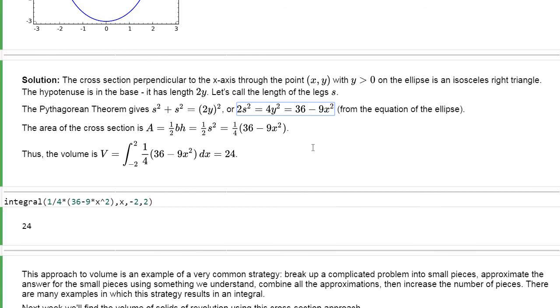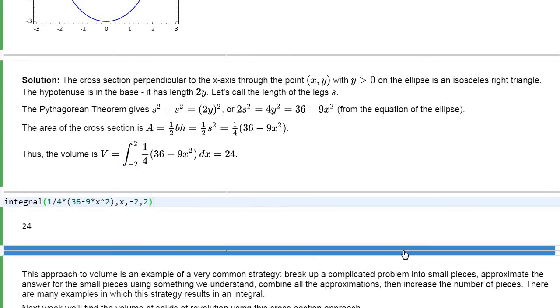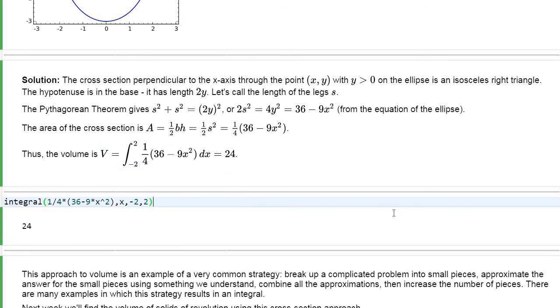What I want is 1/2 s squared. So how do I get from 2s squared to 1/2 s squared? I have to multiply by 1/4. If I multiply this equation by 1/4, I get 2/4, which is 1/2 s squared, and over here I get 1/4 times this quantity. So 1/2 s squared is 1/4 (36 minus 9x squared). That is the area of my cross-section at x, and that's what I want to integrate. From -2 to 2, integrate the area function with respect to x. The answer turns out to be 24. So that is the volume of that crazy-looking solid, whatever it looks like.